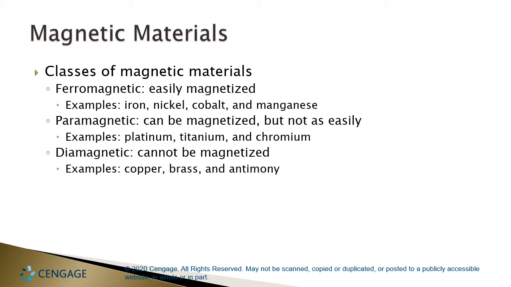If we have materials that are able to be magnetized, but it takes a great deal more effort, they're referred to as paramagnetic. And things like platinum, titanium, and chromium are all examples of things being paramagnetic. And for example, chromium is why stainless steels, for example, are not magnetic, because they have a lot of chromium in them. So that kind of eliminates their magnetizing ability. Lastly, things like copper, brass, and antimony cannot be magnetized. The fact is, the magnetic field will not permanently change this, and these are referred to as diamagnetic, meaning they cannot be magnetized.